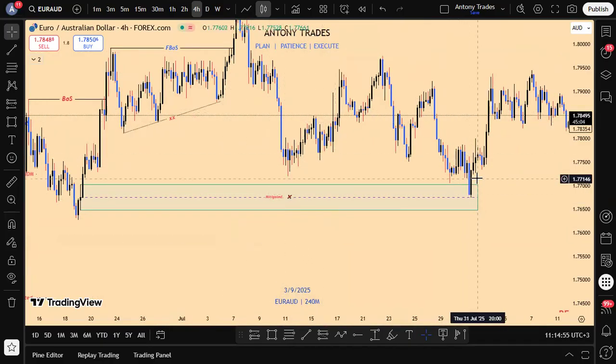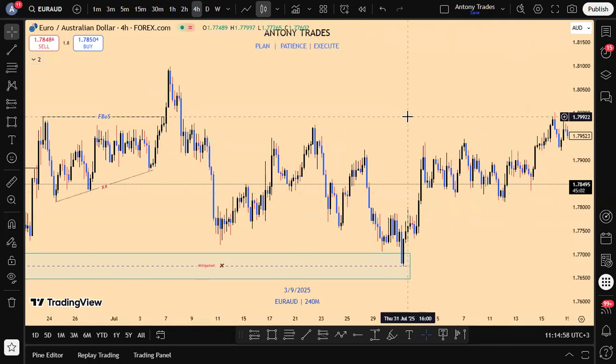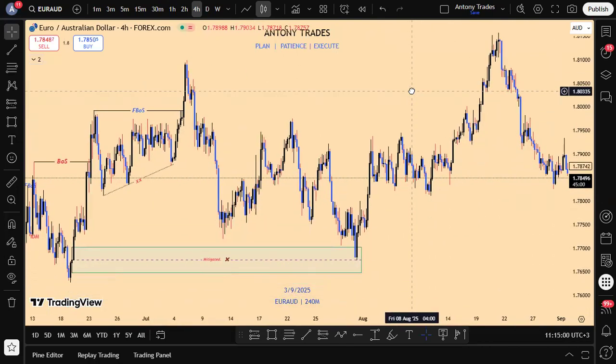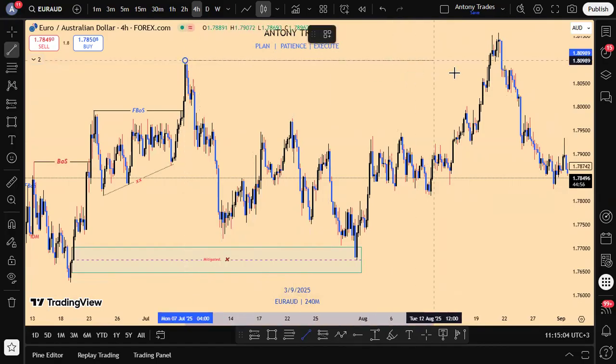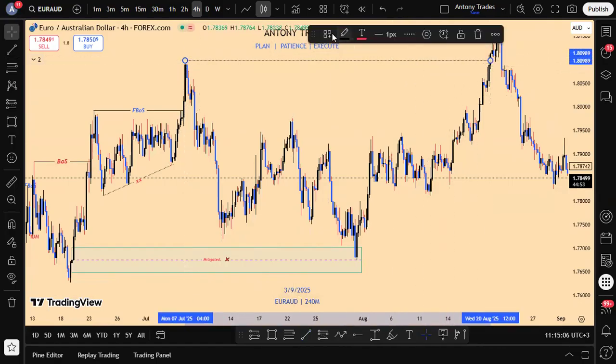So market came to this demand zone and then pushed to the upside. Did we get a break of structure? Very nice, guys. So see here we have a valid break of structure.